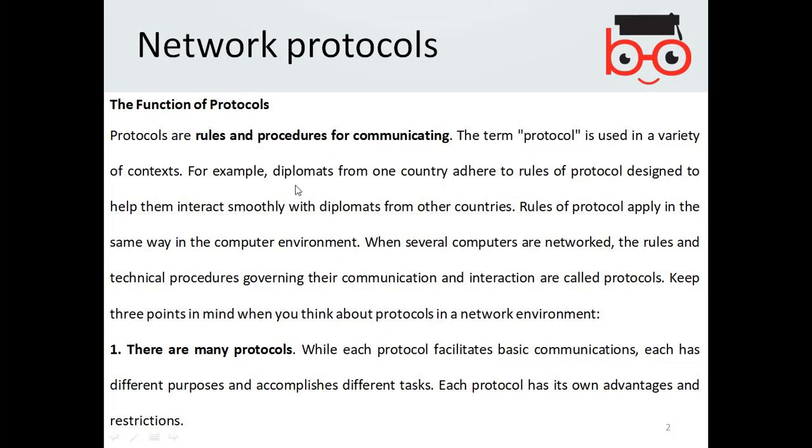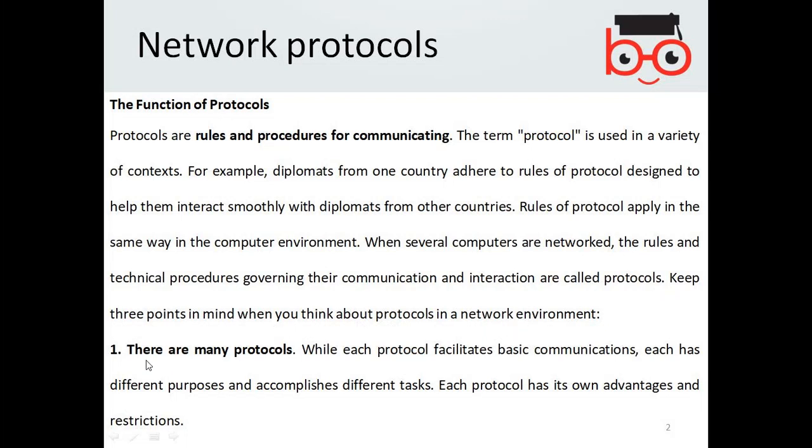For example, diplomats from one country adhere to rules of protocol designed to help them interact smoothly with diplomats from other countries. Rules of protocol apply in the same way in the computer environment. When several computers are networked, the rules and technical procedures governing their communication and interaction are called protocols. Keep 3 points in mind when you think about protocols in a network environment.